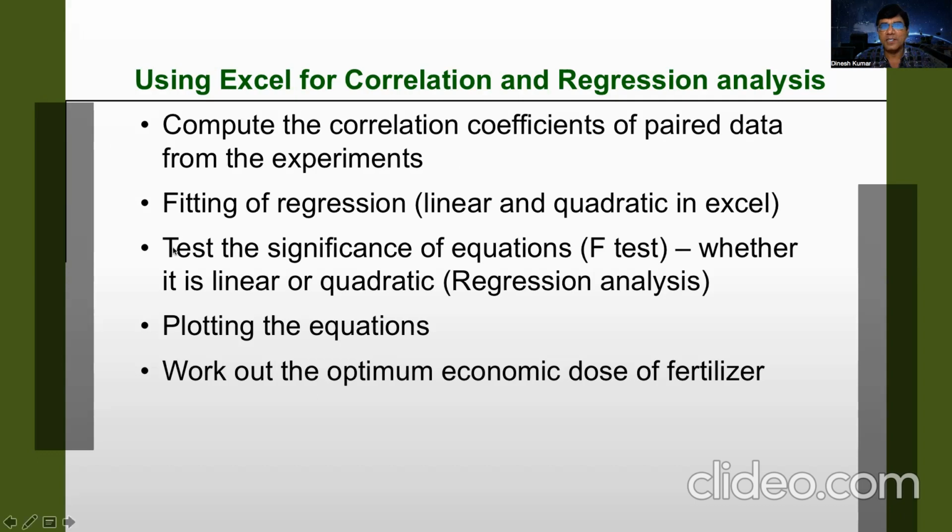Then we will also test the significance of the equation, F-test. For both cases, we have used the F-test, but the T-test can also be used to see the significance of the equation. That means whether you have a constant change in Y due to unit change in X, or the changes are different. If changes are different, then it can be polynomial. If changes are constant, then it is linear. So we will see how we can test the significance, meaning how we can do the ANOVA analysis, and then plot the equation and work out the optimum economic dose. What we have done manually, now we will do in Excel.